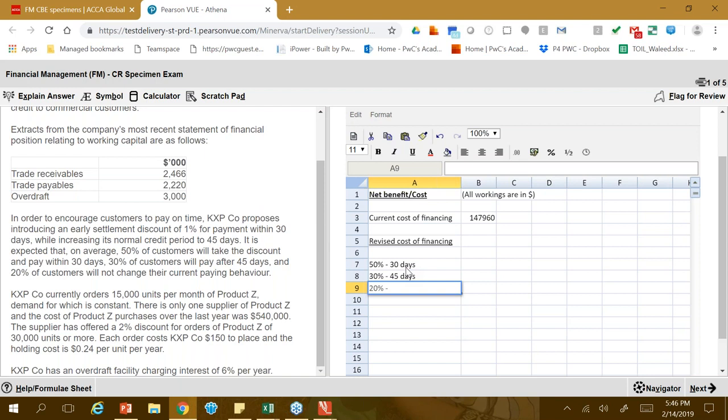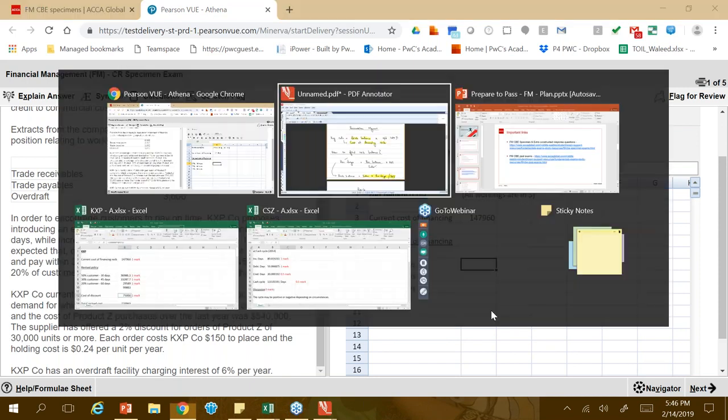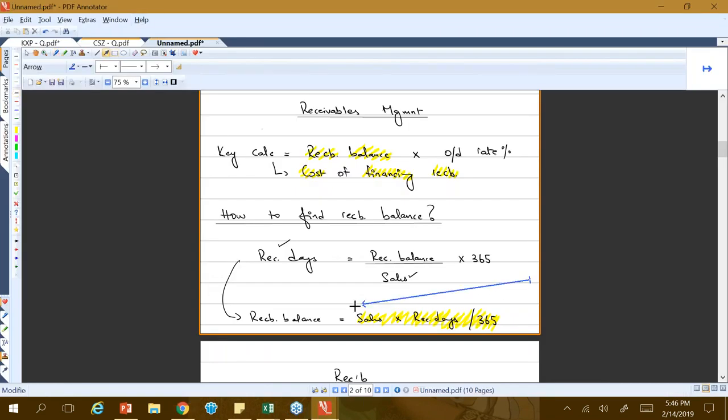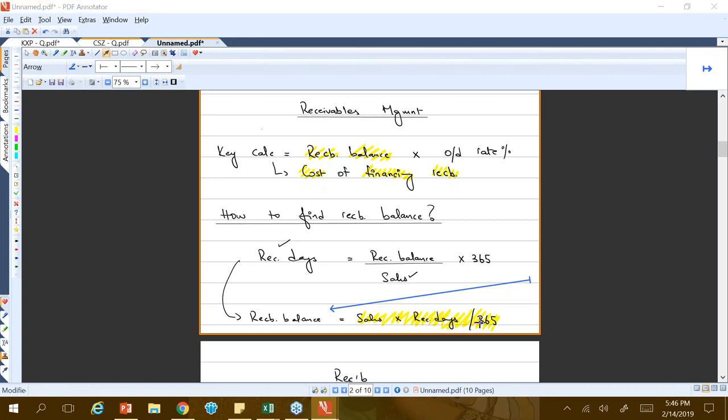And we already found out that their current paying behavior was 60 days, which is the receivables balance of 246,600 over the sales of 15 million into 365. So this is the structure. Now, what I need here is a calculation where I can find the cost of financing 50% customers who take 30 days. And what I want you to focus on now is this calculation. How to find the receivables balance. Sales into receivable days over 365.